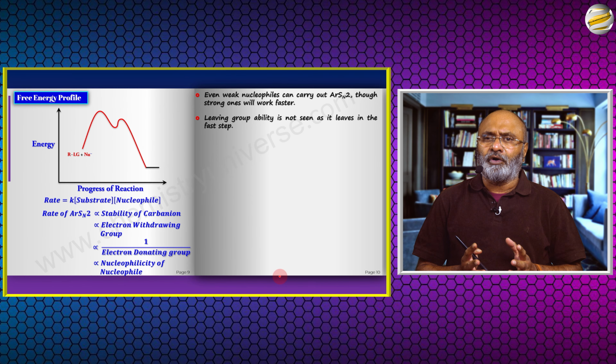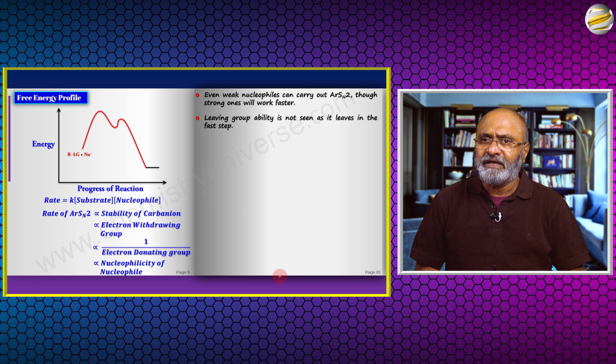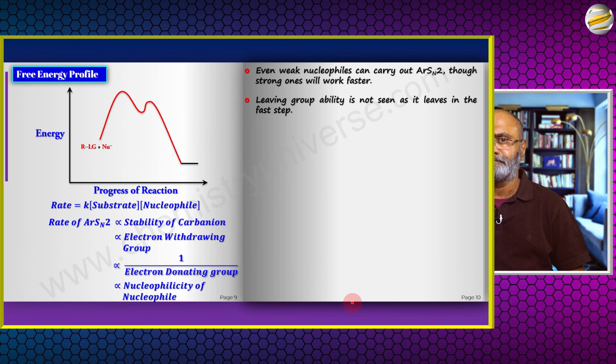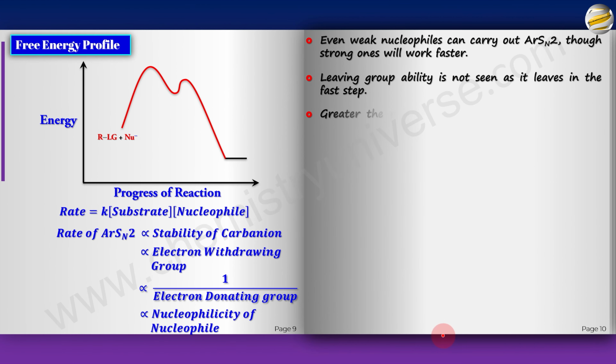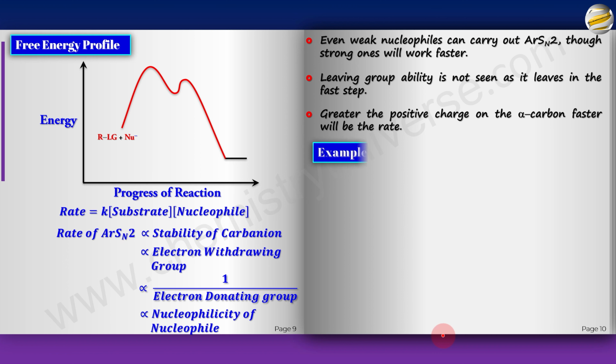And if at all you have multiple leaving groups and you want to know which is going to be faster for SNAr, look for the one in which the carbon becomes more and more delta positive because of the leaving group. The more delta positive it is, the more easy it is for the nucleophile to attack that particular alpha carbon. So, greater the positive charge on the alpha carbon, faster will be the rate. Let's look at some examples.